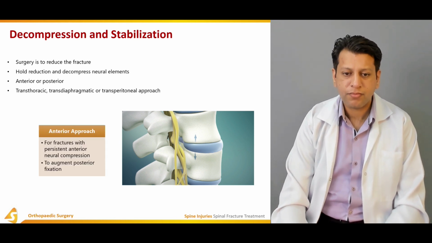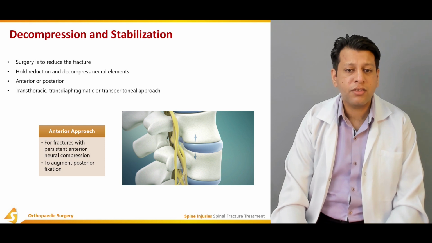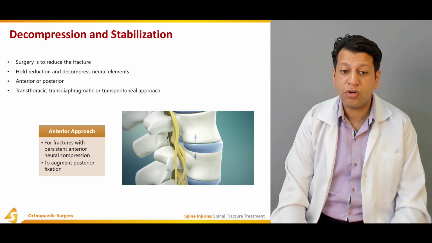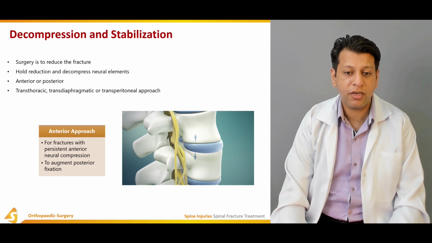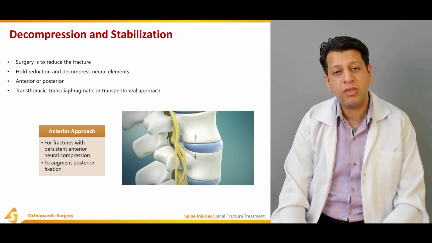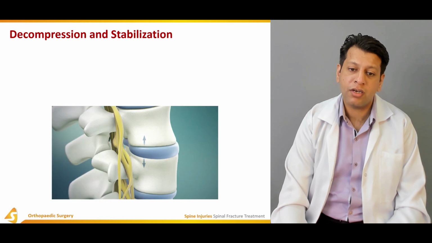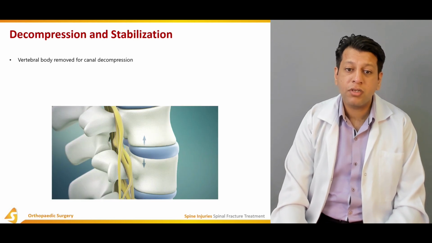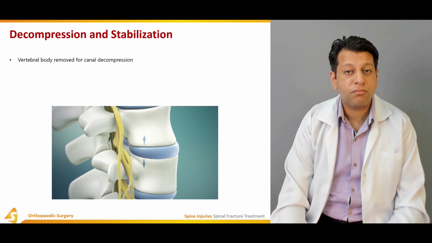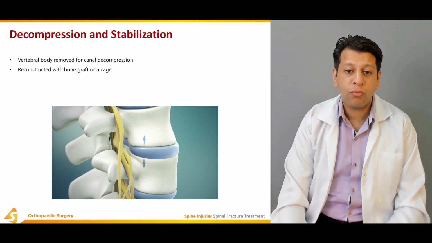and then approach the spine anteriorly. For anterior fractures, especially if they involve neurological compromise, we have to go for an anterior approach. Sometimes, even after the posterior approach, there's not enough stabilization, so we need to augment our fixation anteriorly as well. So decompression and stabilization can be done posteriorly as well. And why is it required?